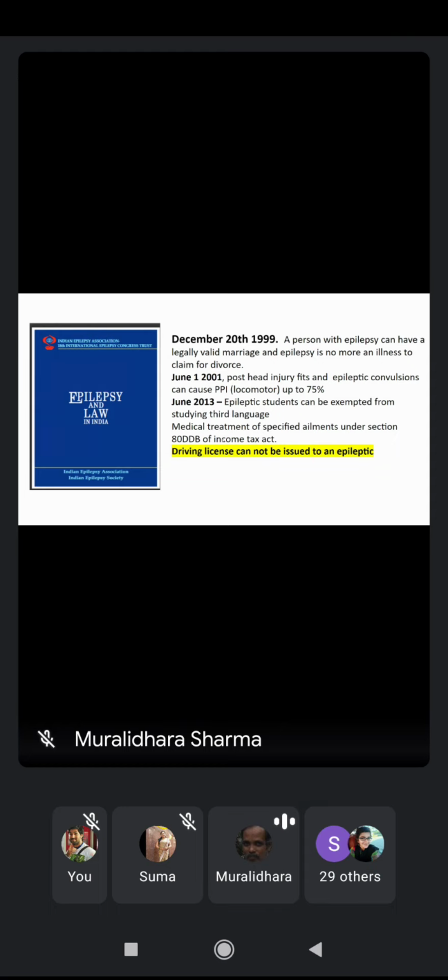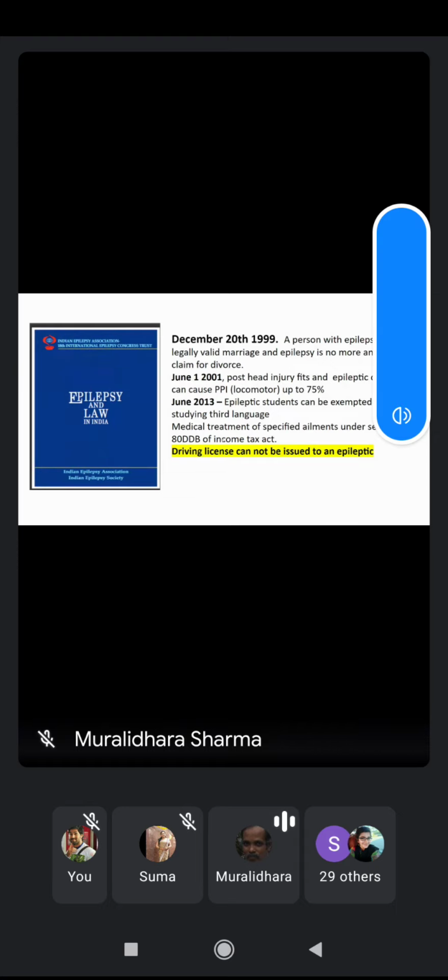Then epileptic students can be exempted from studying the third language. This also is important. And for the treatment of epilepsy, if any money is spent, it can be deducted under the Income Tax Act. So if you have a patient of epilepsy in the family and you have the records of treating that patient, the expenses can be exempted from the Income Tax Act. These are certain important laws, and a driving license cannot be issued to an epileptic. That's a brief account of important things related to the epilepsy law.